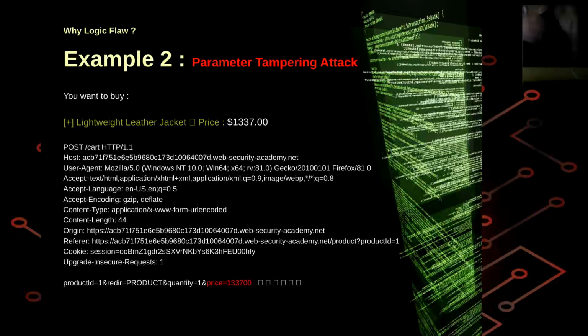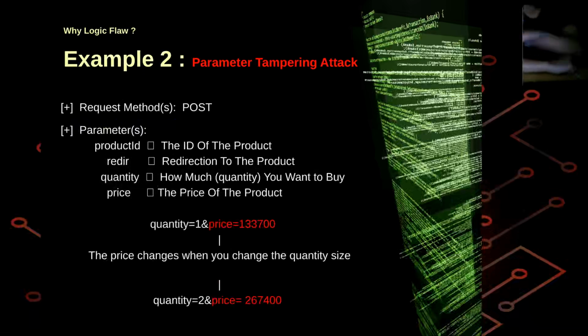The request method for this request is POST, and the parameters are: productId, which is the ID of the product; redirect, the direction of the product; quantity, how much you want to buy; and the price of the product. As you can see, when you change the quantity from 1 to 2, the price will change.